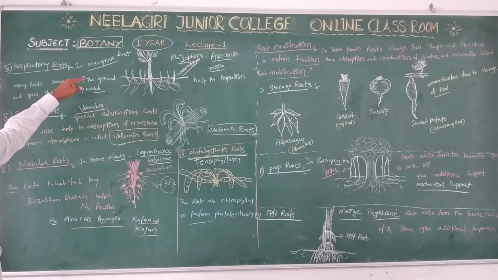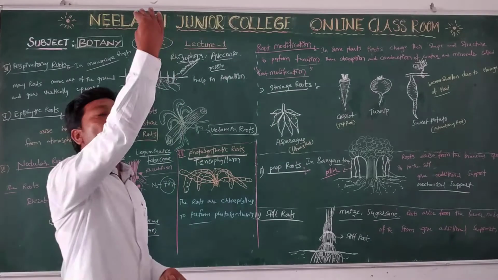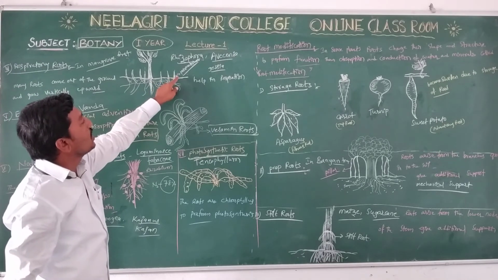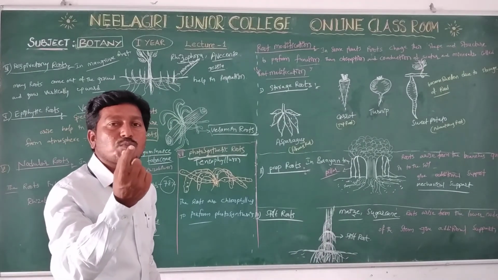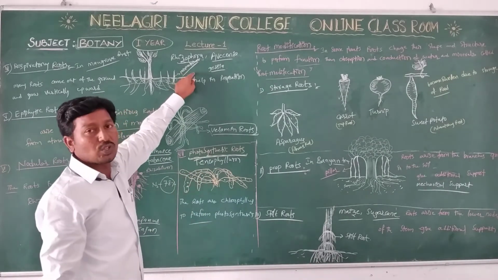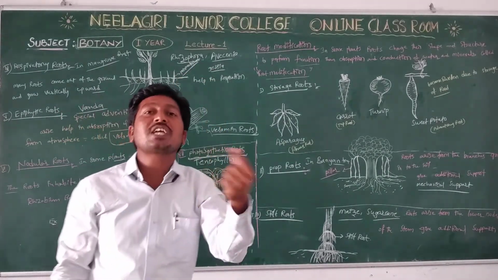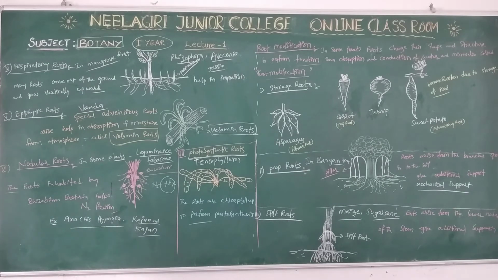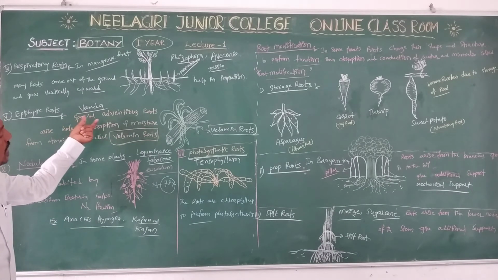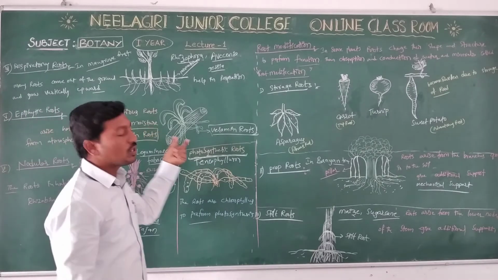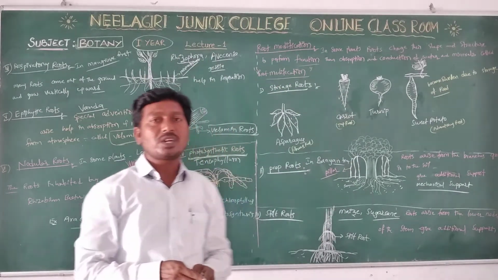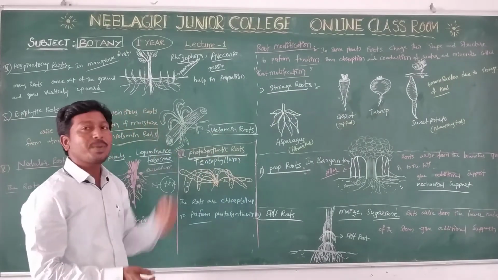Best example: mangrove forest, Rhizophora and Avicennia. The roots grow upward, and this particular part has small pores. It is called pneumatophores, which help in respiration. And epiphytic roots: for example, Vanda, with special adventitious roots that absorb moisture from the atmosphere. This type of root is called velamen roots.